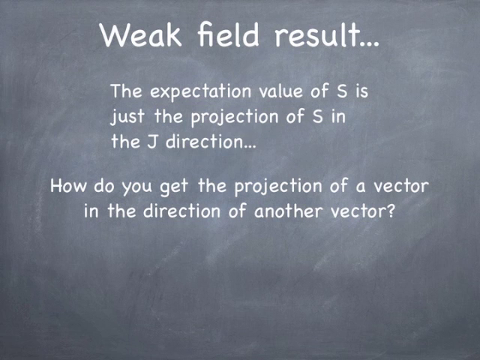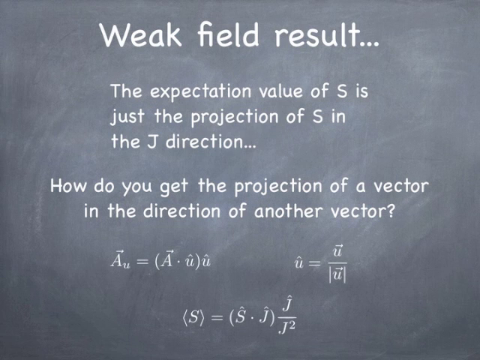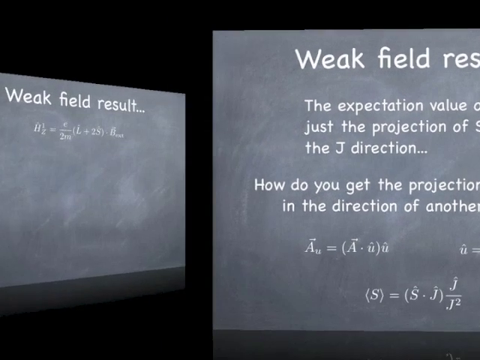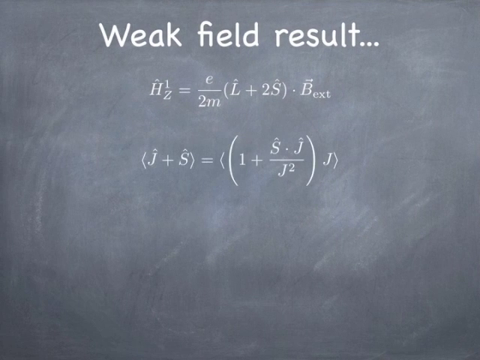How do you calculate the projection of a vector on another? Well, you take the dot product of the vector with the direction you're interested in, and you multiply by the direction you're interested in, which is, of course, a unit vector in that direction. And so if we write that out for S and J, if we want to know what's the projection of S along the J direction, we end up with this expression. And if we put all that in, we get the expectation value of J plus S: it's J, and then we have to add in just the projection of S along the J direction.